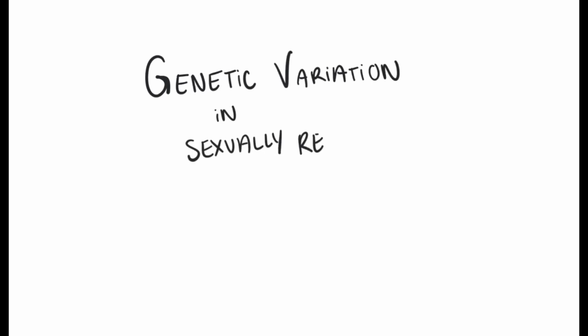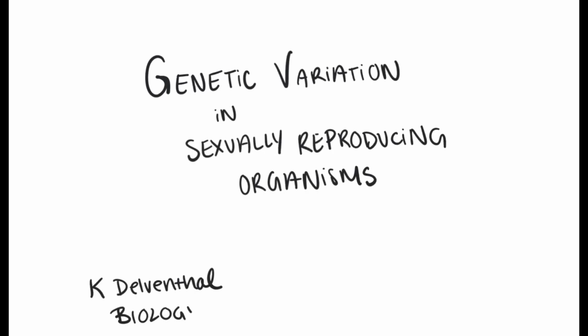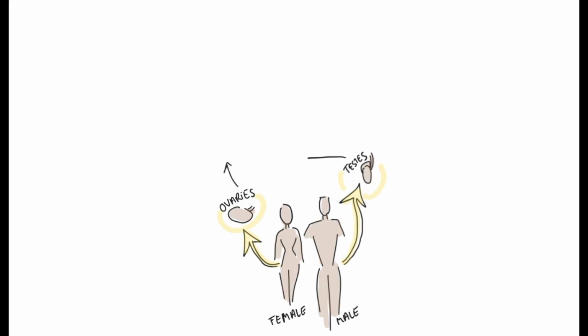Let's take a look at how sexual reproduction maintains life's continuity while also introducing incredible genetic diversity. Sexually reproducing organisms like humans go through what's called the sexual cycle, a repeating pattern that alternates between diploid and haploid stages. In humans, our somatic or body cells are diploid. They have two sets of chromosomes, one from each parent.